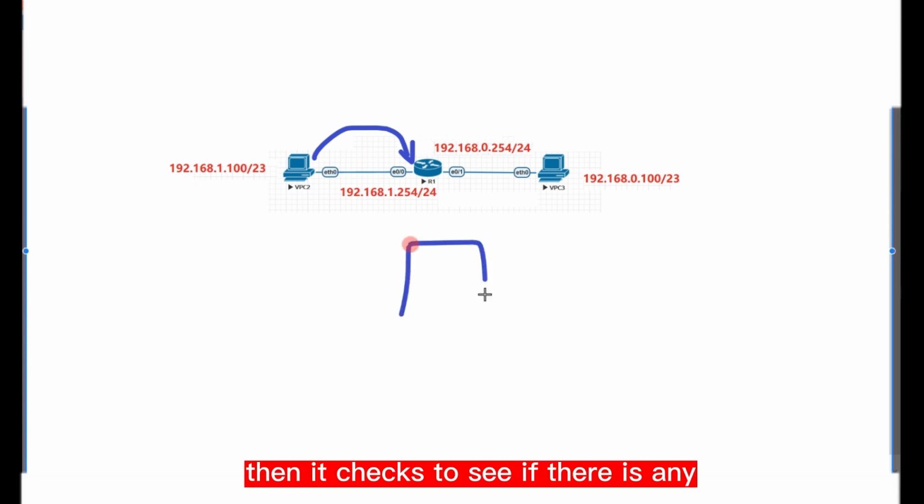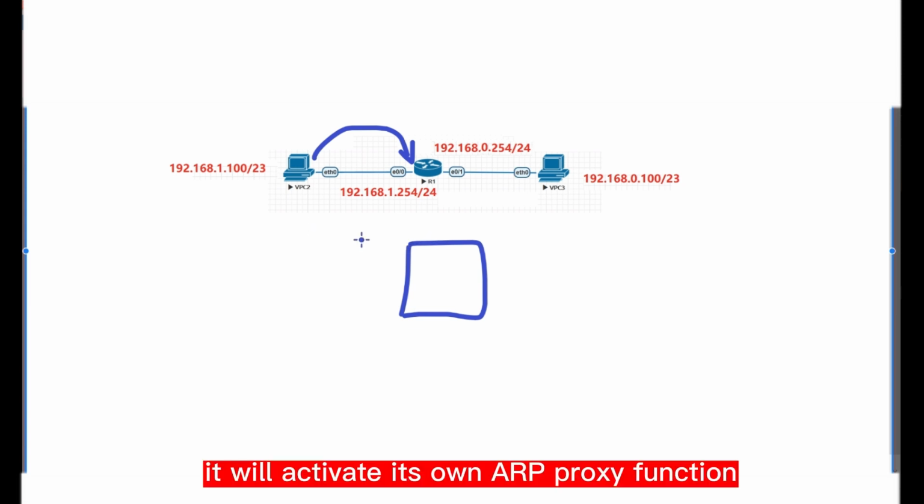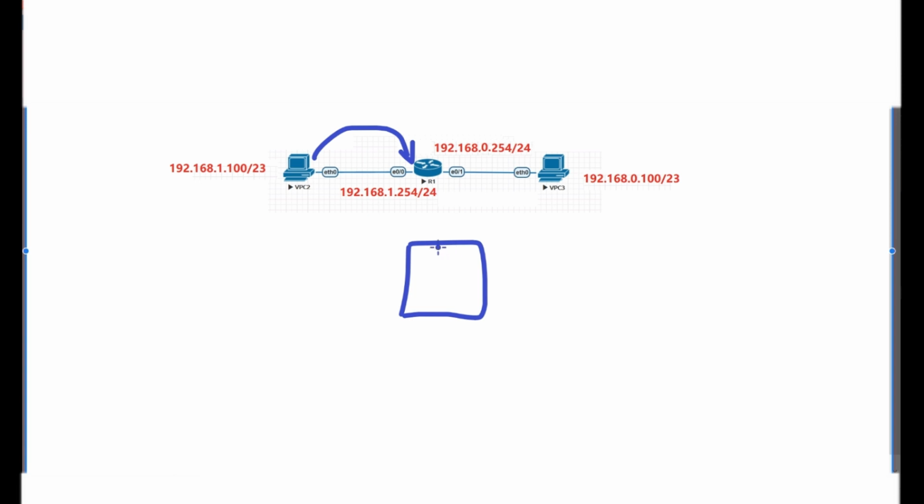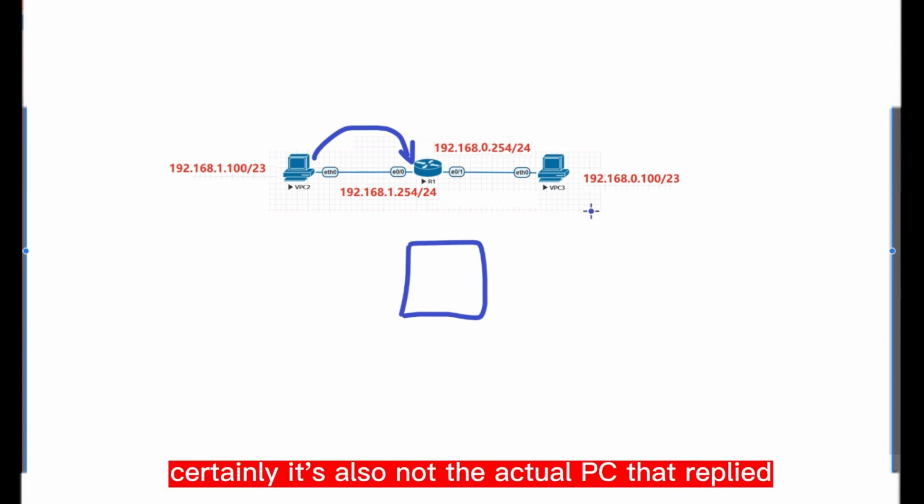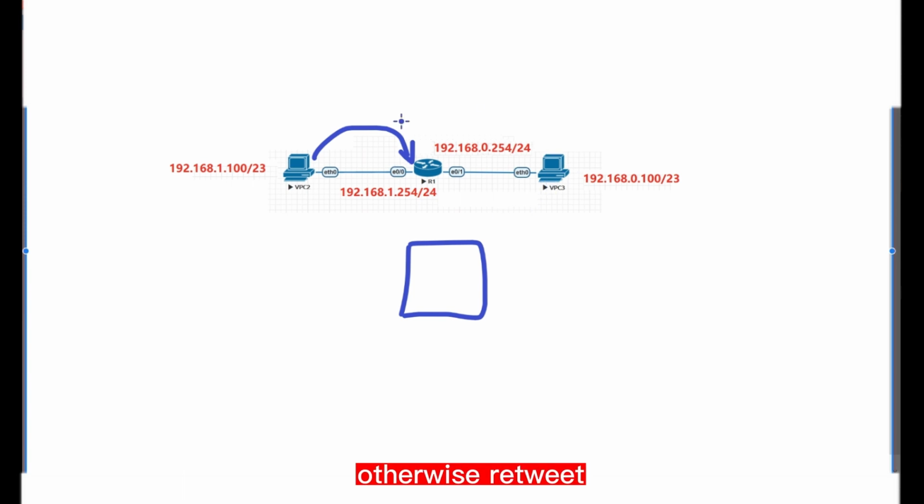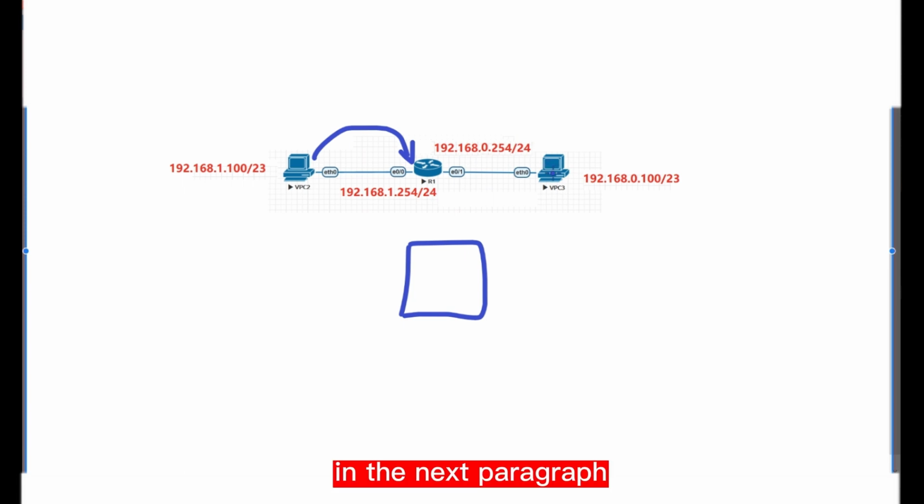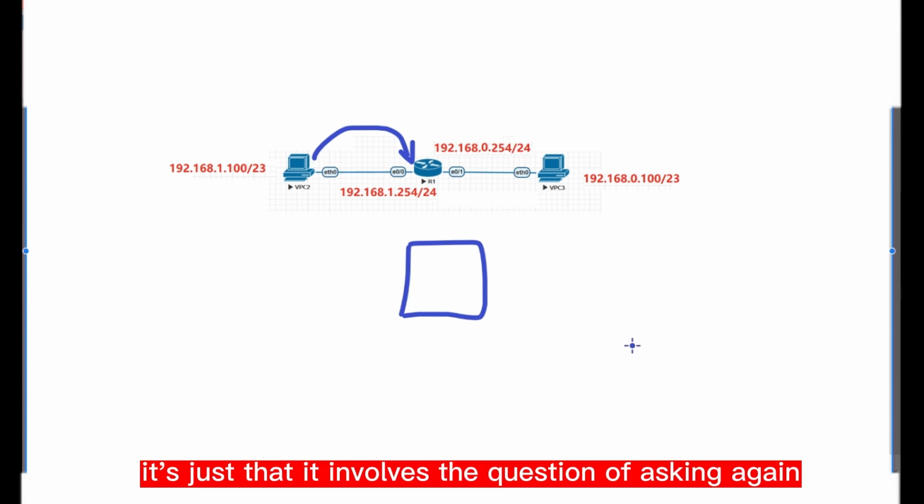It is now looking for 0.100 to ask for the MAC address. Then it checks to see if there is any. If so, it will reply to it. But if not, it will activate its own ARP proxy function to help the equipment. Certainly, it's also not the actual PC that replied. It also responds with this interface, otherwise there is no way for you to package the MAC. In the next paragraph, the reply is also this interface. It's just that it involves the question of asking again.